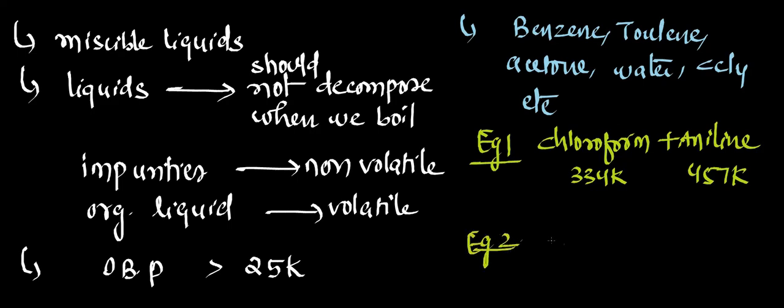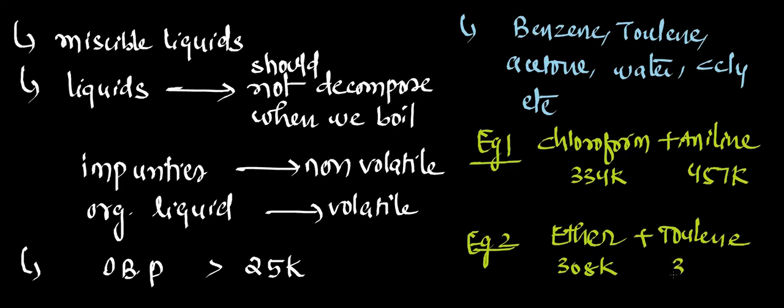Now another example, we can separate ether from toluene using the same technique. Ether has a 308 Kelvin boiling point, whereas toluene has a 384 Kelvin boiling point. No need to remember the boiling points, just for the sake of understanding. When you see the difference in boiling points, it is more than 25 Kelvin. So we can apply the simple distillation process.